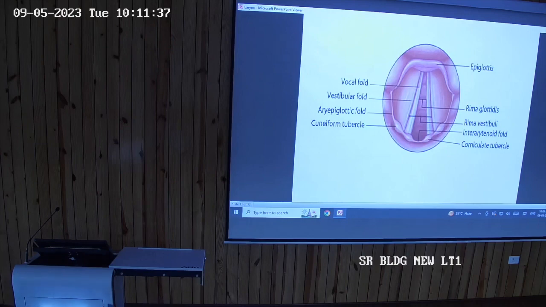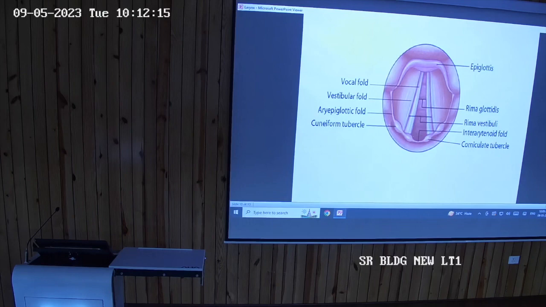At present, see this, then I will tell you another. So these are the vocal cords. Innermost are the vocal cords, and the space between the two vocal cords is rima glottis. Just lateral to the vocal cords, this is the vestibular fold. This is the vestibular fold, and look here, this is the aryepiglottic fold. Can you see this? This is the aryepiglottic fold, and this is the epiglottis. And downward, this is the cuneiform cartilage, and this is the corniculate cartilage.